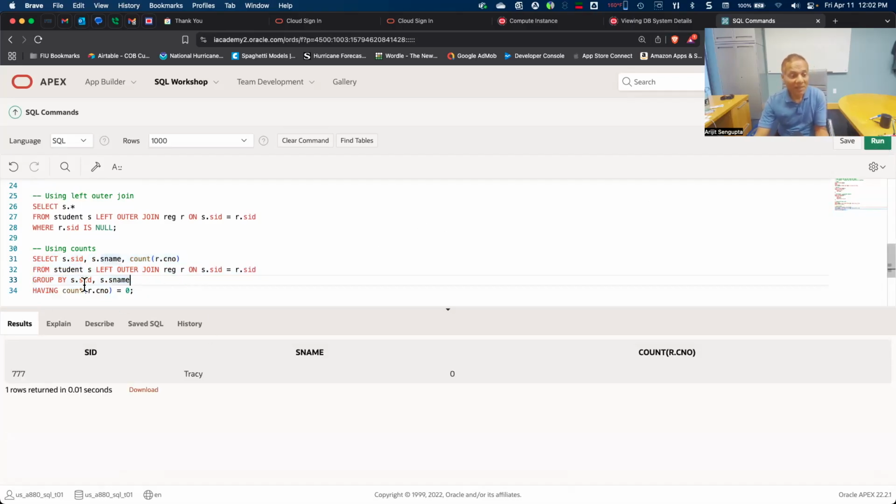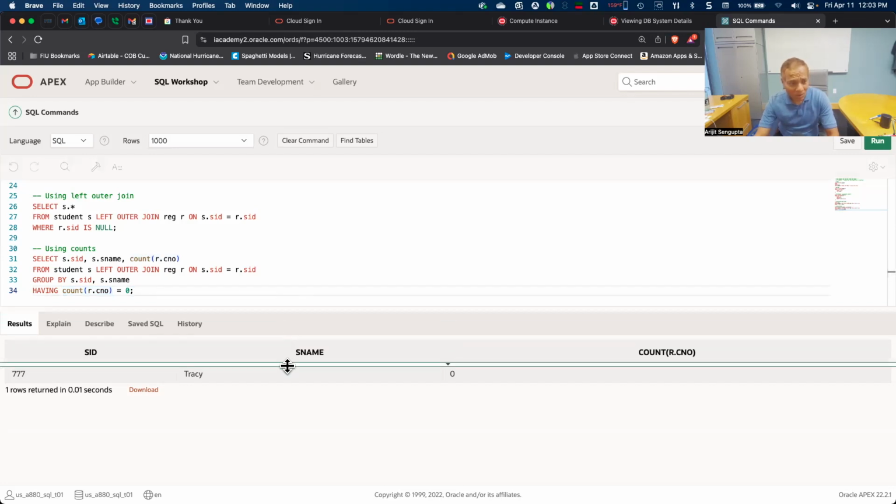Now, this one may sound a little more logical, although it's doing a little extra work to find the same thing. If they didn't register for anything, their SID will be null, but that might be logically a little difficult to grasp. But this one is easy. They have not taken any courses, which means the number of courses they have taken is 0. That's easy to at least logically explain. Now, remember that we needed to use a having because we are doing a condition on the aggregate, and you cannot do a condition on the aggregate in the where clause. You have to use the having clause for that.